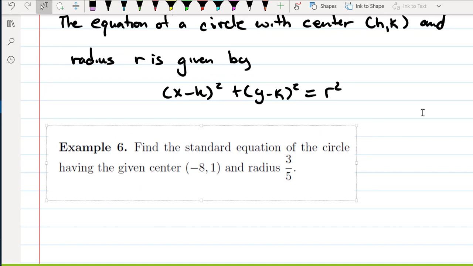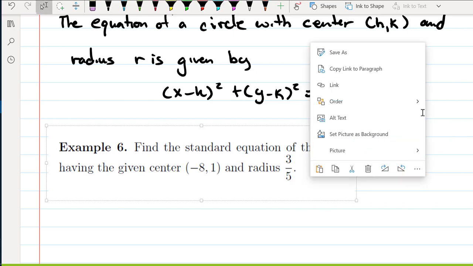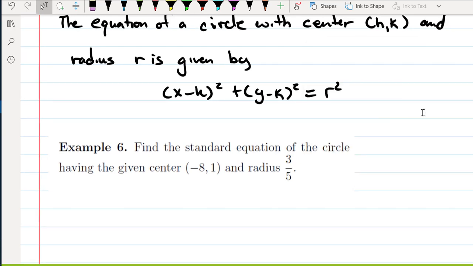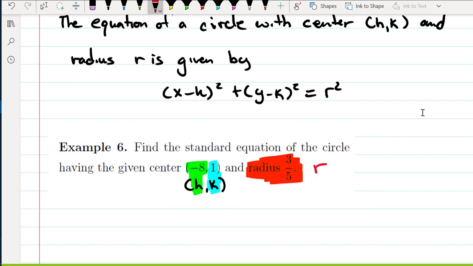All right, so example 6 says find the standard equation of the circle having the center (-8, 1) and radius 3/5. Well, if our center is here, this is our h and this is our k. So my h is going to be -8 and my k is going to be 1, and my radius, my r, is going to be 3/5.